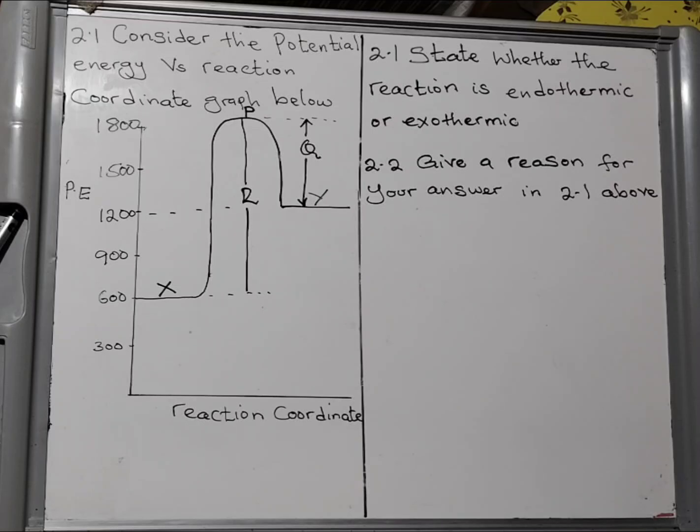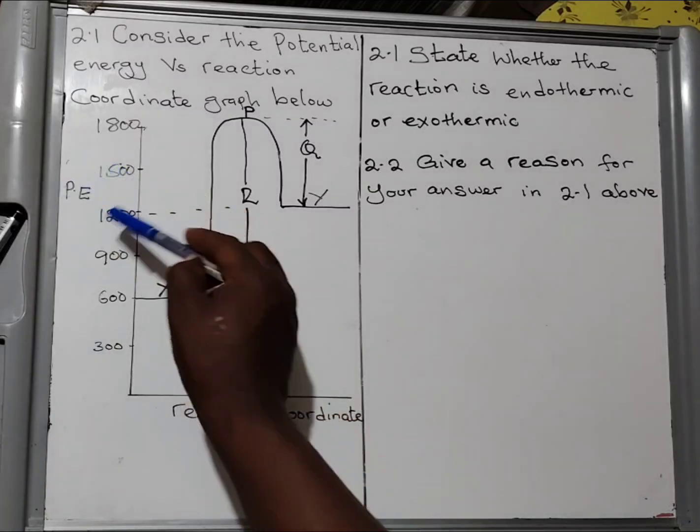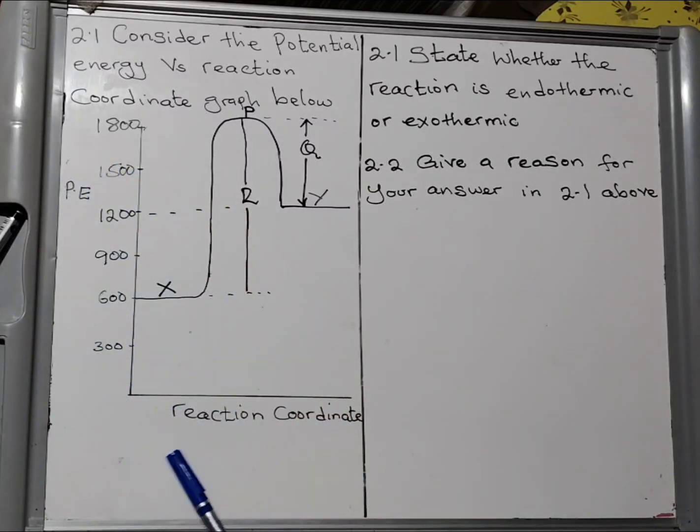It says, consider the potential energy versus reaction coordinate graph below. That's the graph we are having. On this axis, we have the potential energy, and we are having reaction coordinate here. And then the first question comes. It says, state whether the reaction is endothermic or exothermic.